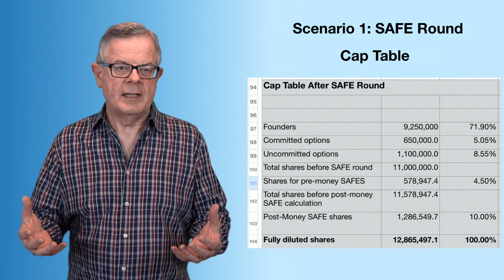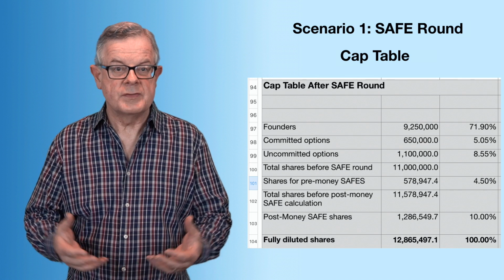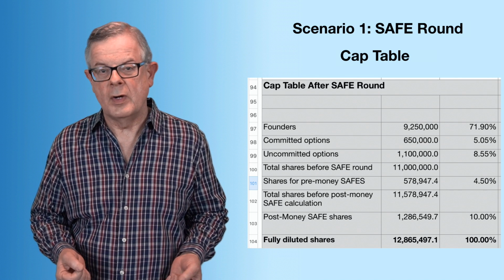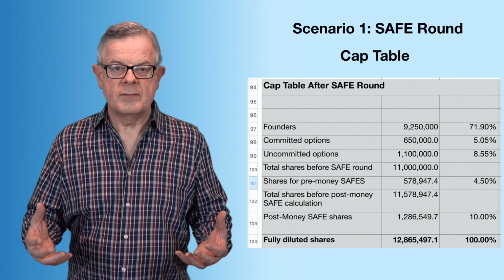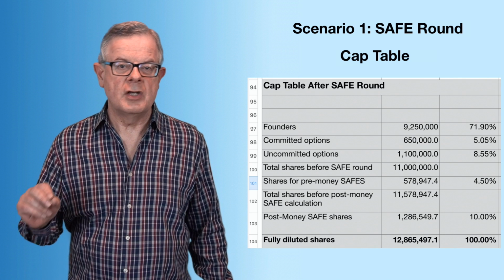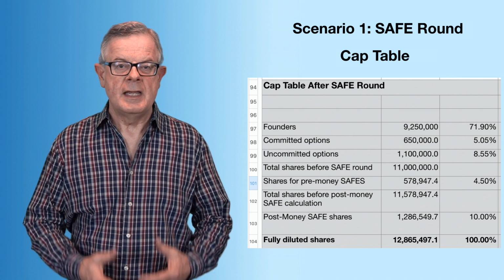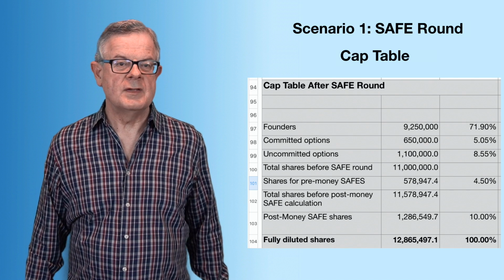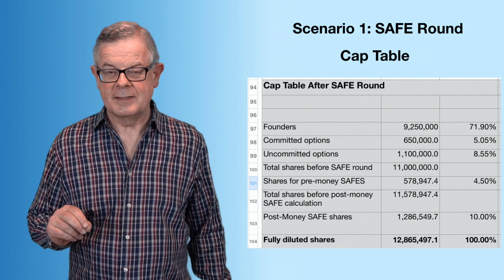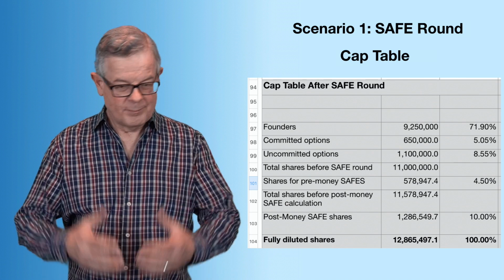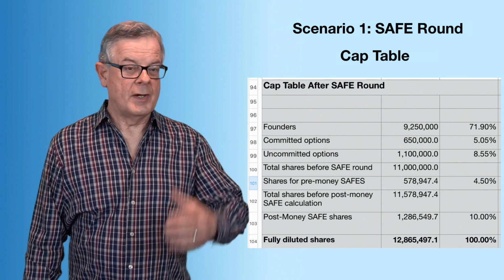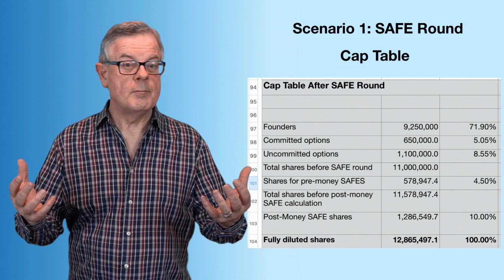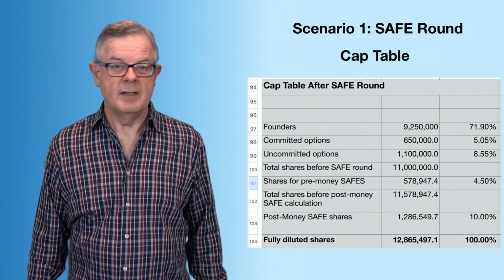The amount allocated for the post-money shares in the SAFE round is just over 1.2 million. So that gives us about 12.8 million total number of shares in this round. And of course, not surprisingly, the post-money SAFE shares own 10% of that particular round. That was the commitment for their 800,000 investment on an $8 million post-money valuation.